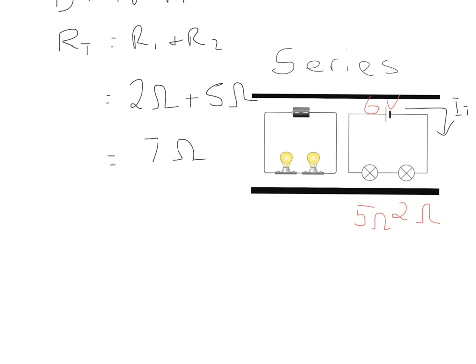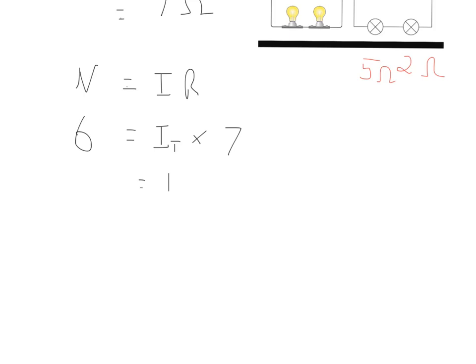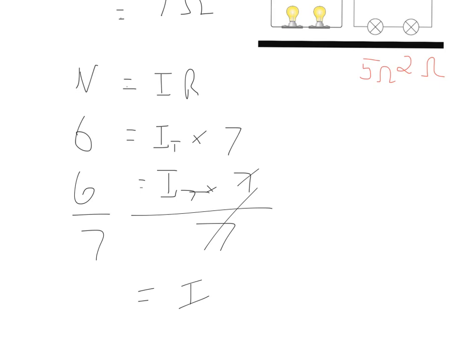For our IT, we just need to use Ohm's law, which is V equals IR. We know our V is 6 volts. Do we know our I? No, we do not. So we can put in IT if you'd like, or just leave it as I, times our total resistance, which is 7. So our I is going to be I times 7 divided by 7 equals 6 divided by 7. Going to cancel those out, and we get I equals 6 over 7 amps, and I can leave that as a fraction.